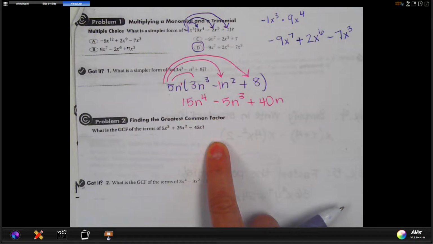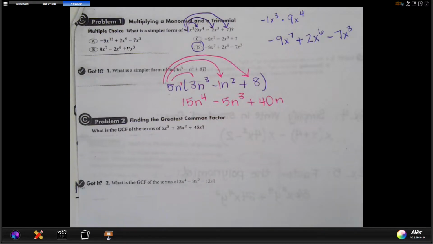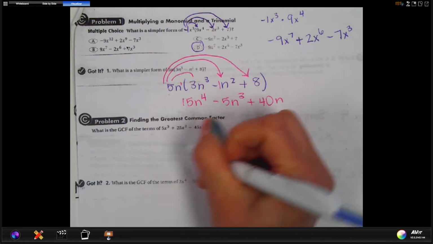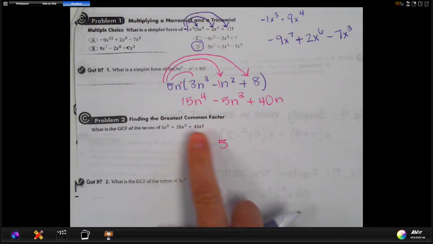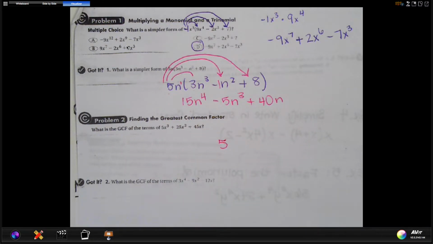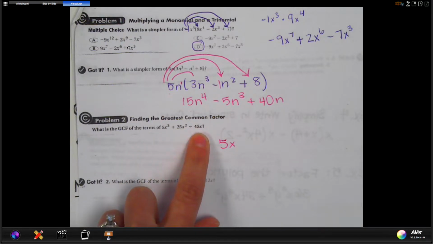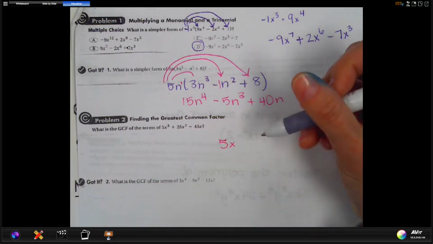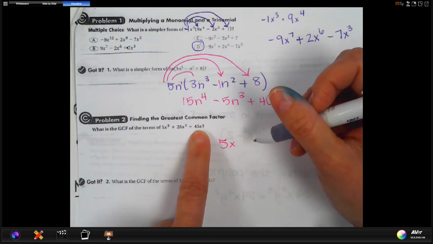First, what is the greatest common factor of 5, 25, and 45? What could you divide all of those by? Anthony, go. 5. So our greatest common factor is 5, but how many x's could you take out of each one, the maximum number? Go ahead, Cody. 1. So our greatest common factor is 5x, because you could divide this by 5, this by 5, and this by 5. The maximum number of x's you can take out is 1, because this one right here only has 1 to give, right?